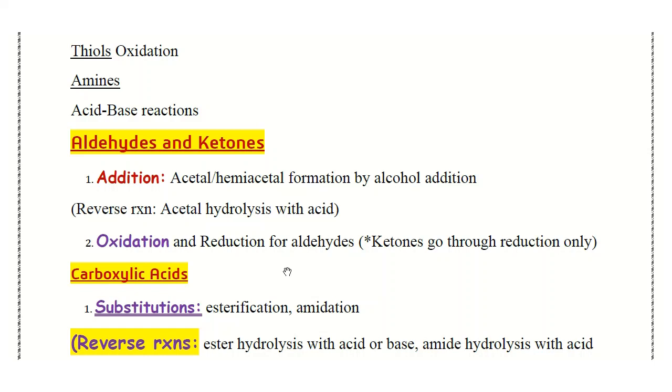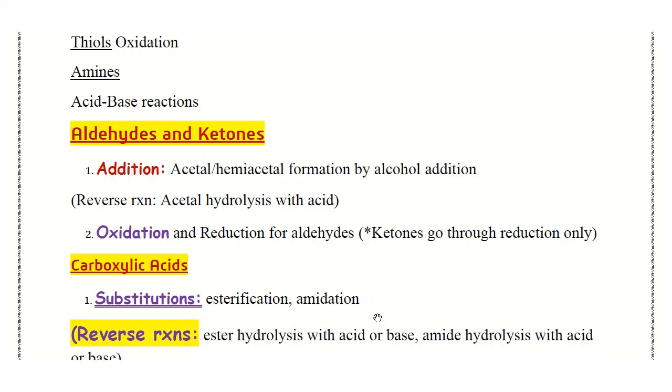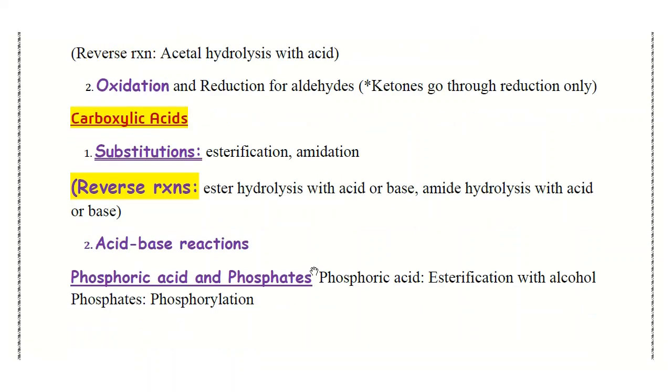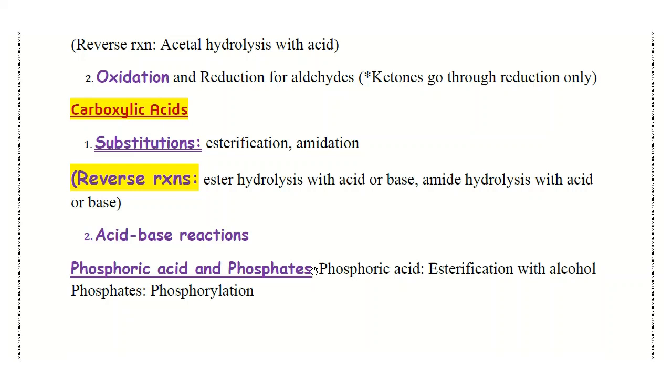Carboxylic acids mainly undergo substitution reactions, as we have already discussed in the case of esterification and amidation, depending on the type of organic reagent molecule used in the reaction. The reverse reaction is basically ester hydrolysis. The ester, which is formed by substitution, can again undergo hydrolysis and form the products. And amide hydrolysis can occur in the presence of acid or base. The carboxylic acid can also undergo acid-base reactions.